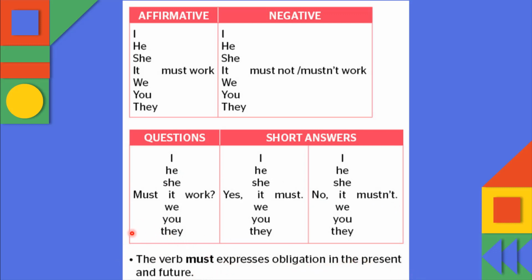Okay. The verb must expresses obligation in the present and future. Ya lo que habíamos hablado. El verbo must expresa obligación en el presente y en el futuro. Okay.